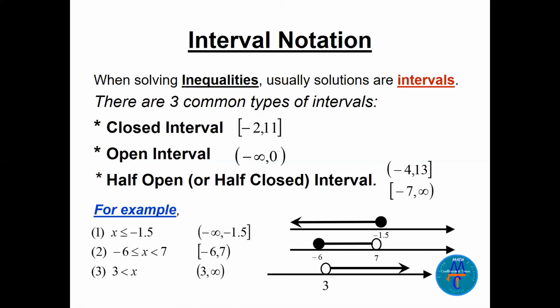Always, always, always, in an inequality, you can rewrite the inequality so that it is easy to change it to interval notation or to graph it. 3 less than x, I will say that again: 3 less than x, which means x greater than 3. So greater than 3, we start from 3. But since we have no equal here, we write open 3 to infinity. Also, infinity is always open. Please try to review these intervals.